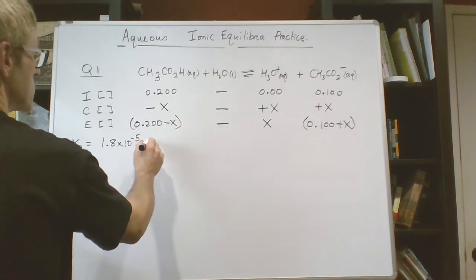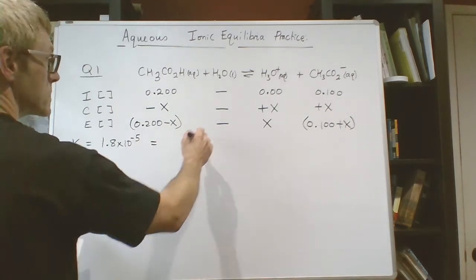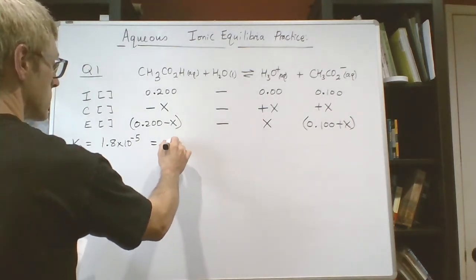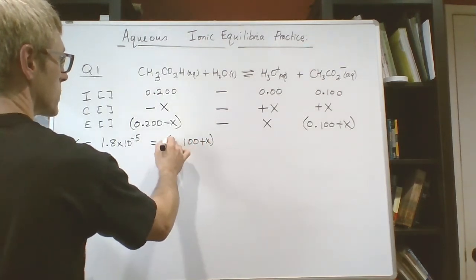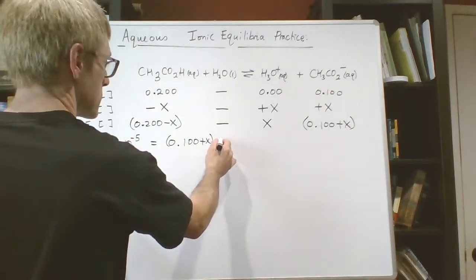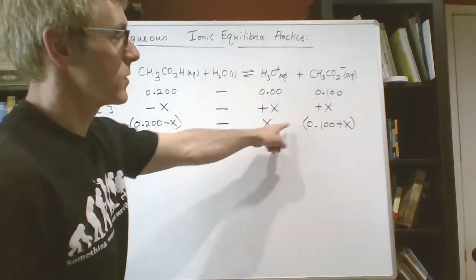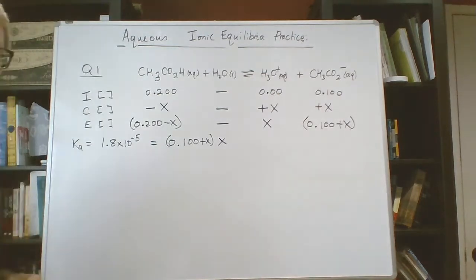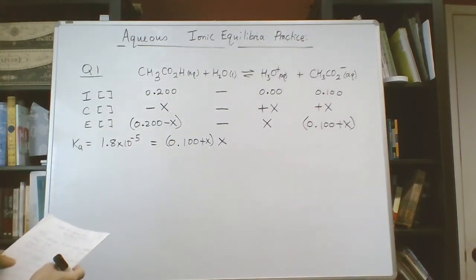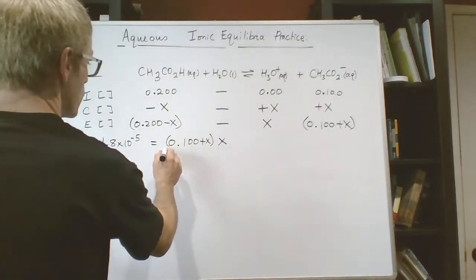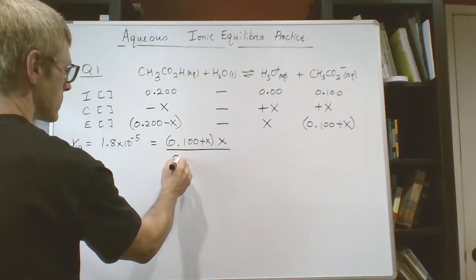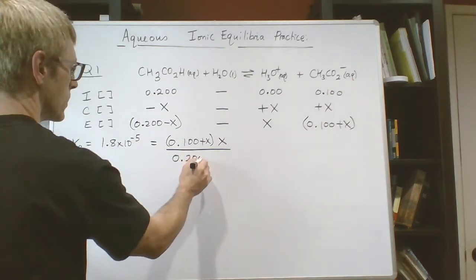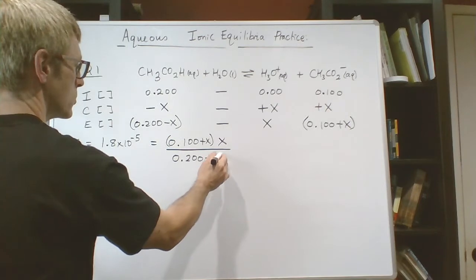So now we can solve the expression. We know that it's going to be the product of the products, so 0.100 plus x multiplied by x. So again, the product of these two products, in a 1-to-1 mole ratio, so each raised to 1, a coefficient of 1, divided by the product of the reactants. There's only one reactant that's eligible to be included here.